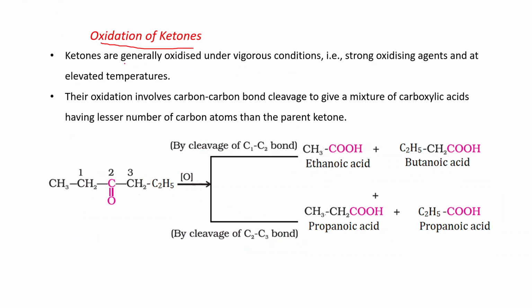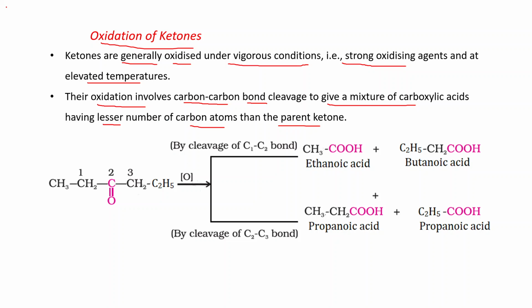Oxidation of ketones. Ketones are generally oxidized under vigorous conditions, that is, a strong oxidizing agent and elevated temperatures. Their oxidation involves carbon-carbon bond cleavage to give a mixture of carboxylic acids having a lesser number of carbon atoms than the parent ketone. Now just compare with the aldehyde. Aldehydes are easily oxidized and on oxidation give the carboxylic acid having the same number of carbon atoms, while ketones are not easily oxidized and if oxidized in vigorous conditions give a mixture of carboxylic acids having a lesser number of carbon atoms.